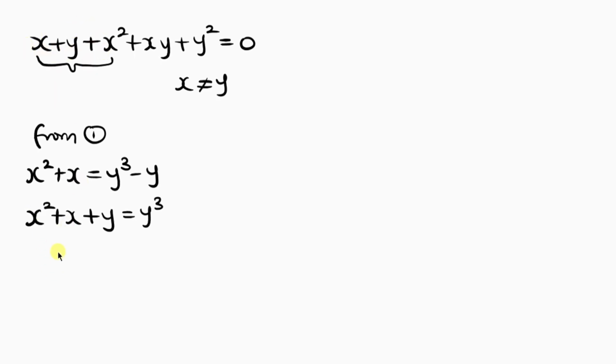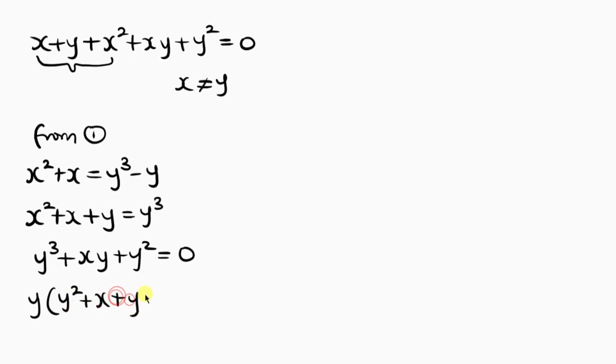So this expression here becomes y cubed plus xy plus y squared equal to 0. We can go ahead and factorize y out since y is common. So y out, leaving behind y squared plus x plus y equal to 0. So we have two cases here. We have y equal to 0, or for this other case, we have y squared plus x plus y equal to 0.